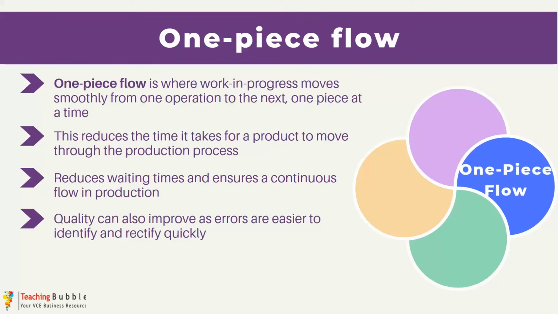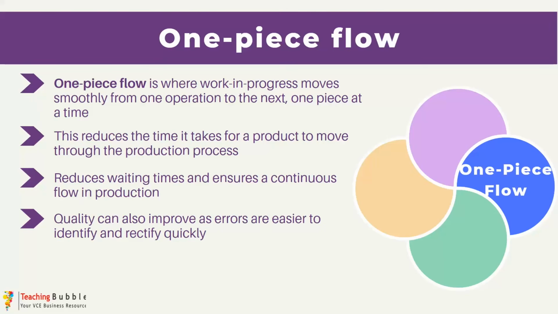So it's focusing on one task at a time. Another term for this you'll often see is continuous flow. And what it does by doing this, it reduces the time it takes for the product to move through the entire production process, speeding up production, reducing waiting times, and ensuring that there's a continuous flow in production. So there's no holdups, no bottlenecks, because there is this continuous flow.